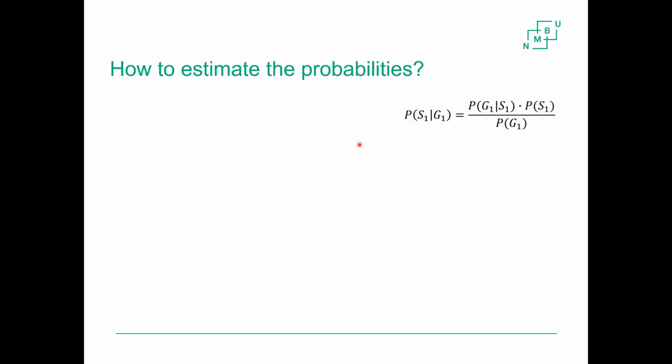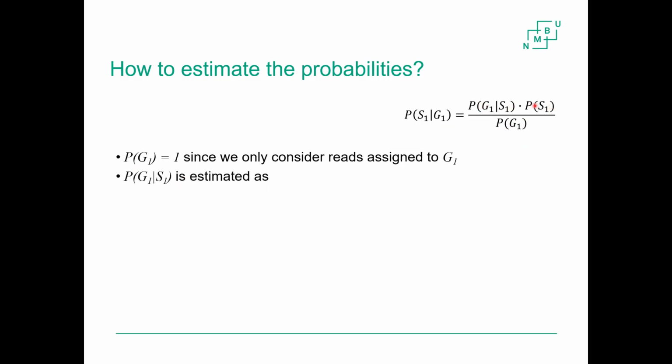How do we estimate these probabilities? Well, the first one is super simple. The probability of the read being assigned to genus 1 is 1, because we only consider reads that are assigned to this genus now. So actually the denominator here is super simple. So it's only the two probabilities up here we need to compute. And the first one, this conditional probability, is the probability that a read ends up in genus 1, given that it originally belongs to this species, right?